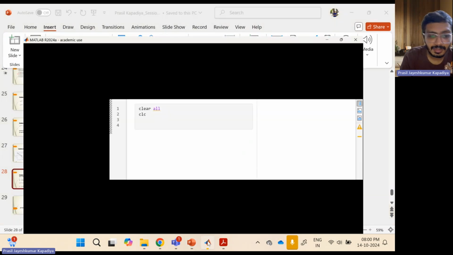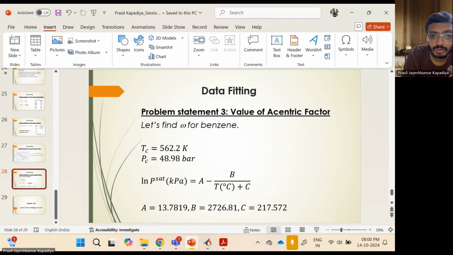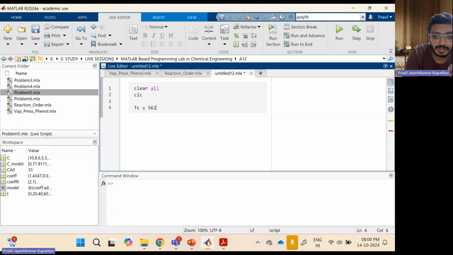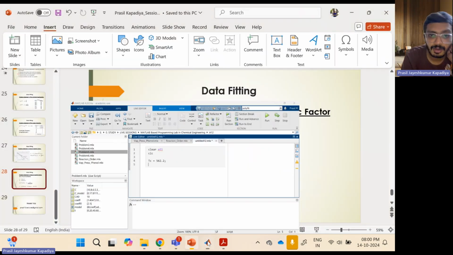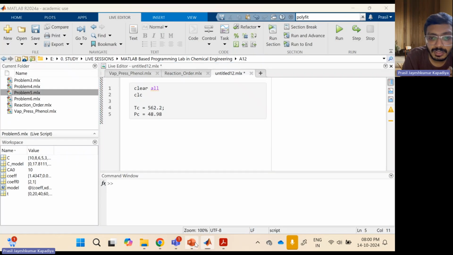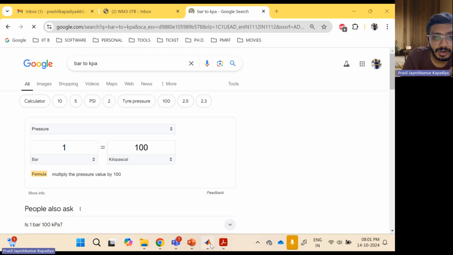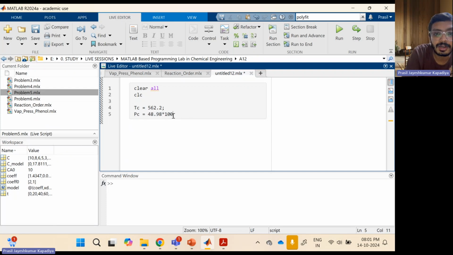So we have TC is equal to 562.2 Kelvin. Why do we need TC? Because we have TR and PR. Then PC is equal to 48.98 in bar. So how can I convert bar to the unit that we want, kilopascal? So let me check from bar to kilopascal. So that is into 100. So I will write down here kilopascal, and here it is in the unit of Kelvin.